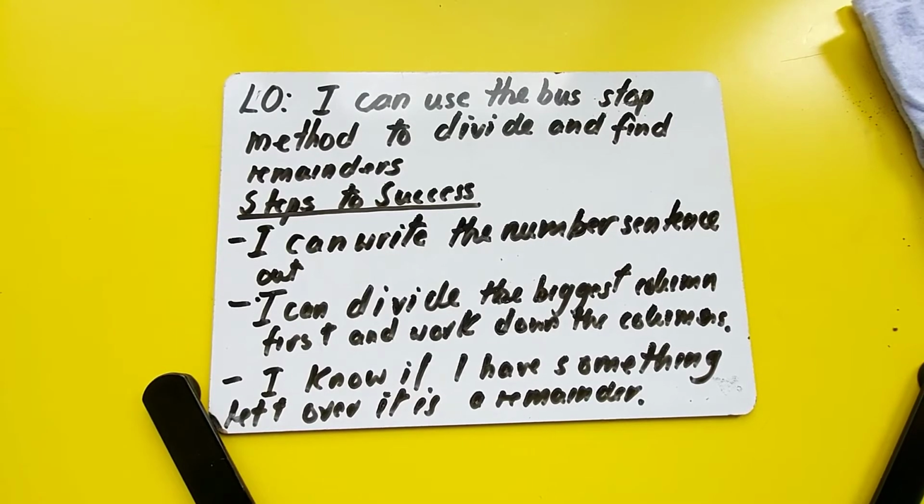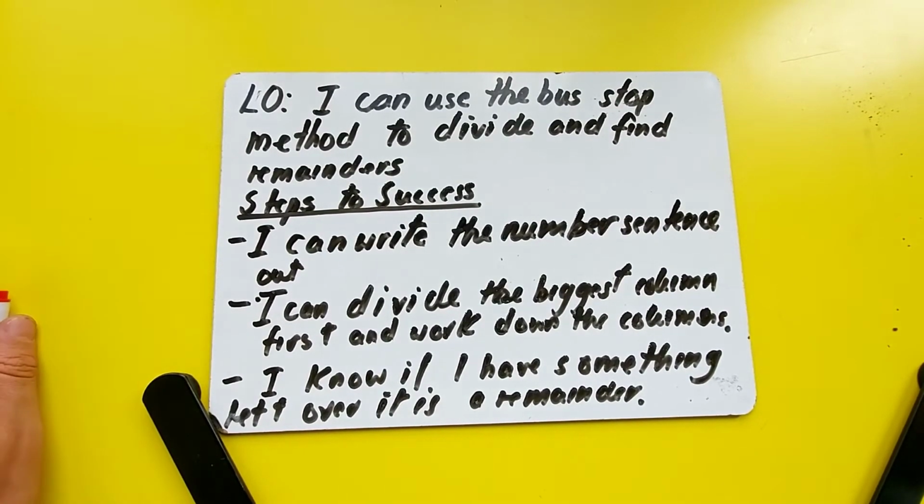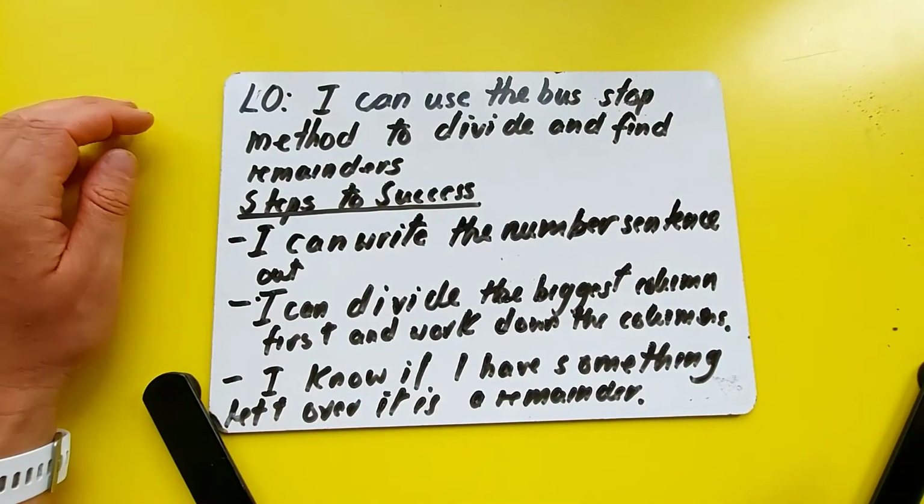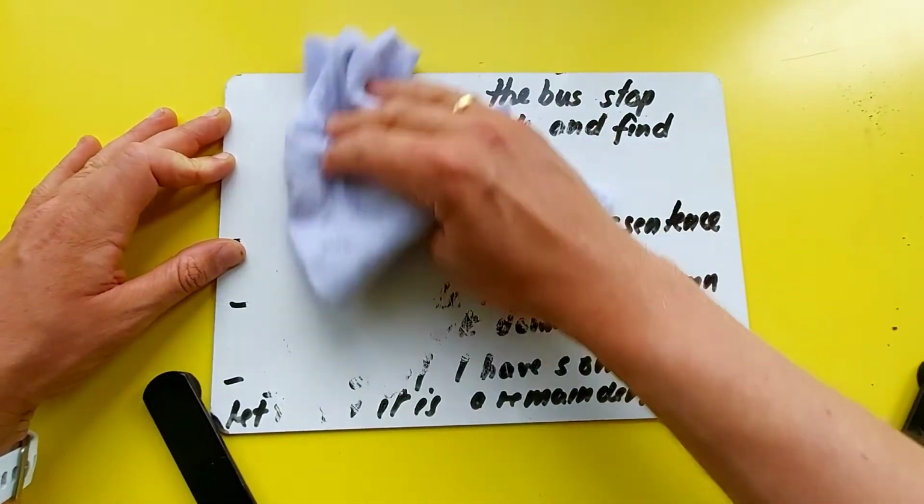And then you might have to carry another bit, but that's how we're going to get our remainders. And then finally, I know if I have something left over, i.e. that's the last number is not perfectly divisible, that is a remainder, okay? So let's have a little look how we do this. So here's the success criteria. Have a quick look again, and then I'll get on with showing you how to do it.